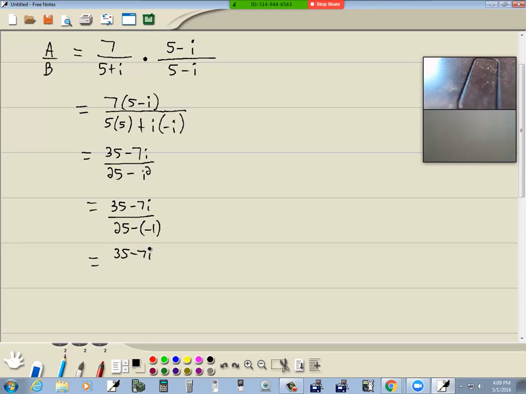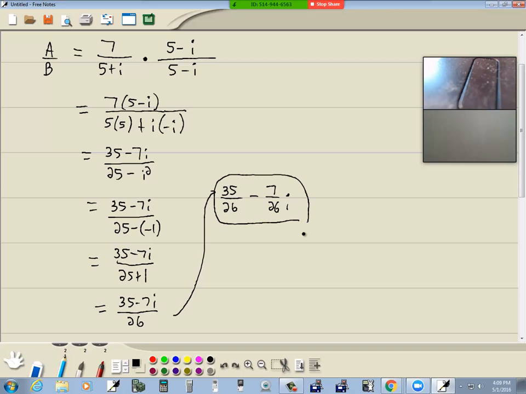Now, the negative becomes positive, so we get 25 plus 1, which gives us 35 minus 7I over 26. Whenever you have an I, you want to split it into two separate pieces. So we'll put the real part separate from the imaginary part. So we get 35 over 26 minus 7 over 26 with an I to the side. And that's our answer.